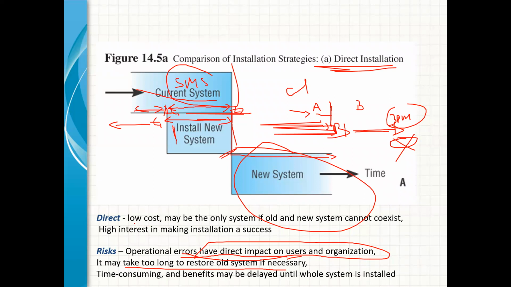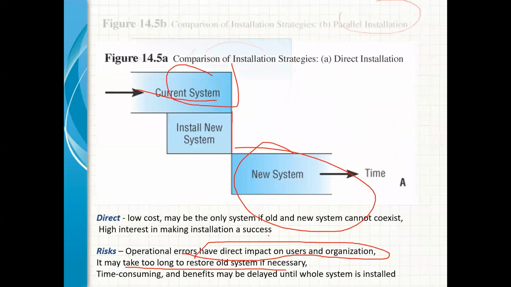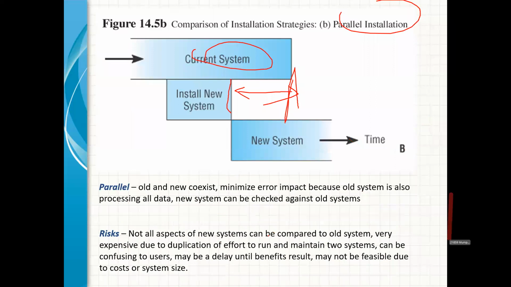But the beauty of this one is lower cost, because you simply shut down one system and you continue with the other system. You probably don't even need to keep those servers. And it may be the only option if the old and new systems cannot coexist. So you can use this one if the two systems cannot work together, with the highest interest in making the installation a success. So this is the direct approach. We think you understand it.